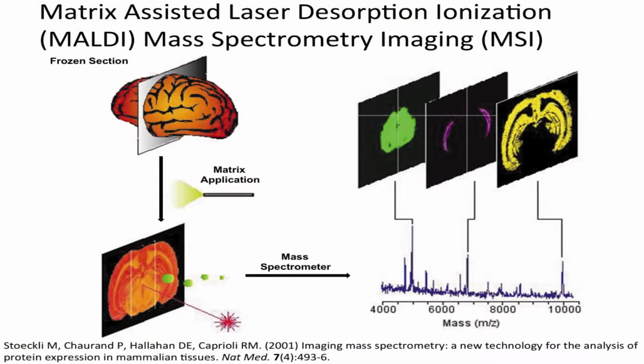So one of the main tools in the center that we've been using to do this is matrix-assisted laser desorption ionization mass spectrometry imaging, MALDI MSI. In this case, we take a frozen tissue section, and we prepare it with a small organic acid onto the surface that will serve to transfer the energy coming from a radiant laser to the analytes in the tissue so they can desorb and ionize and go into the mass spectrometer.